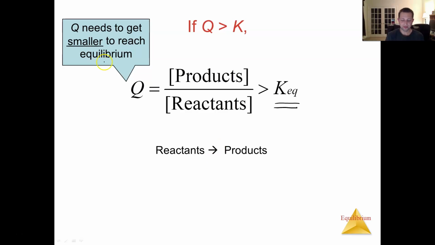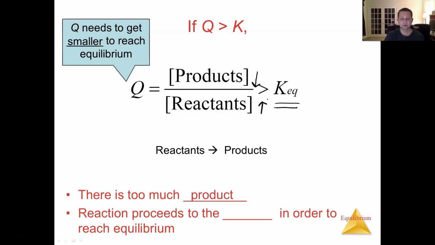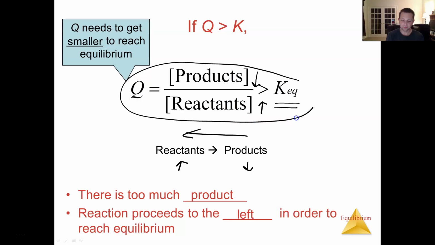How do we make Q smaller? Well, we have to decrease the number of products and increase the amount of reactants. So with too much product, the reaction should proceed to the left in order to reach equilibrium. If I proceed to the left, my products will decrease and my reactants will increase, and that will help my ratio become equal to KEQ. Really important to know that.